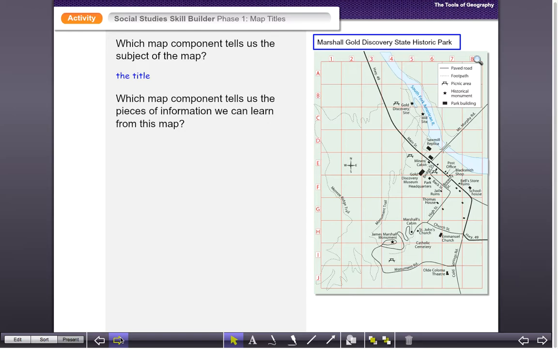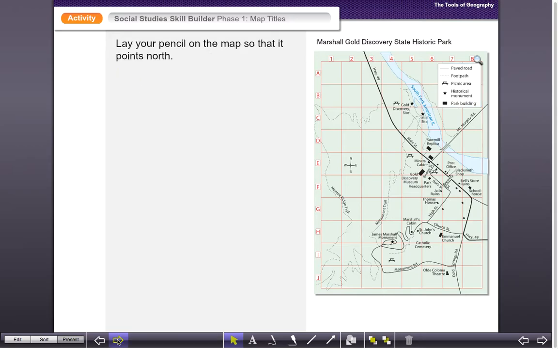Which map component tells us the pieces of information we can learn from this map? So think about that a second. Which component tells us the pieces of information we can learn? If you said the legend, also known as the key, you would be correct. Over here it tells us which lines are paved road, which are footpaths, which symbol is a picnic area, a historical monument, a park building.